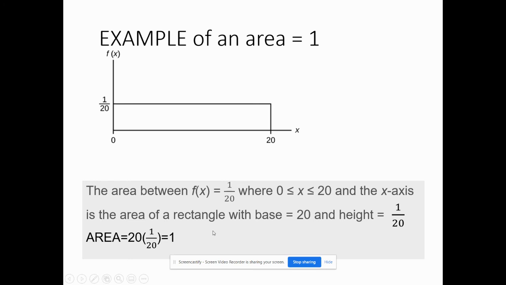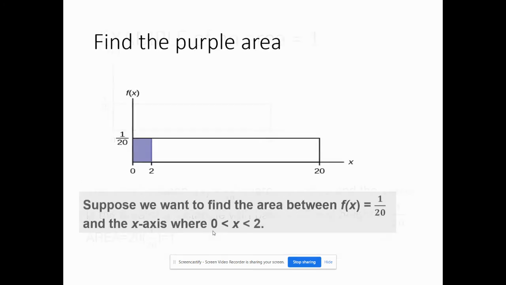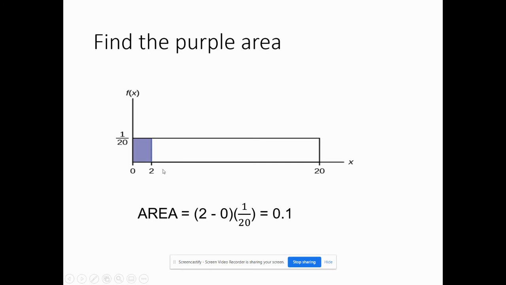It's just an easy way to go back and think of the area of a rectangle to find that the area is 1. Suppose I want to find the area between f of x of 1 over 20 and the x-axis where 0 is less than x is less than 2. It doesn't matter that I don't have the equal sign there, because when we're doing continuous random variables, that doesn't matter. I'm looking at this little area in purple right here. So 2 minus 0, multiplied by 1 over 20, equals 0.1.